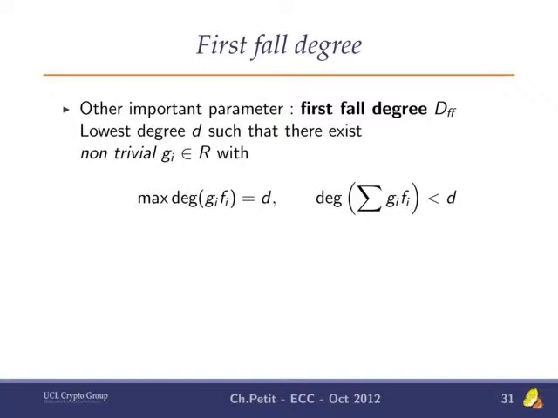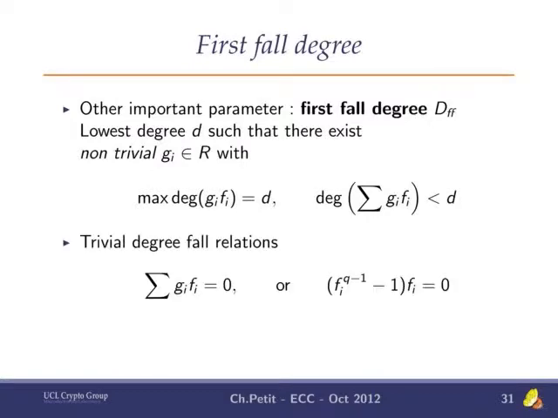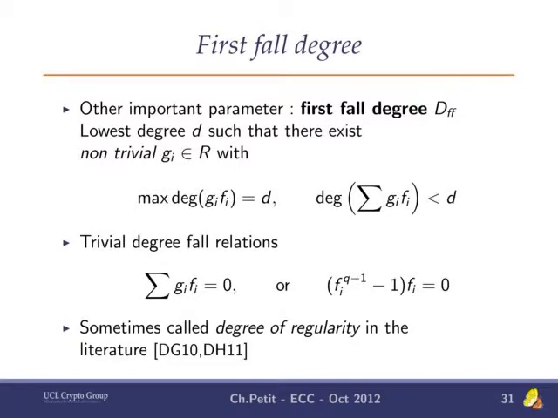What I mean by non-trivial is roughly what I meant before when I discussed F5: if you have relations such that the sum of the g_i f_i equals 0, that's useless, and also because you're over the finite field F_q, this is also a useless relation. It's something that you know. So the first fall degree is also a very important parameter.